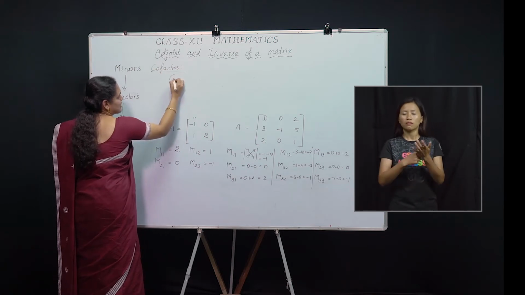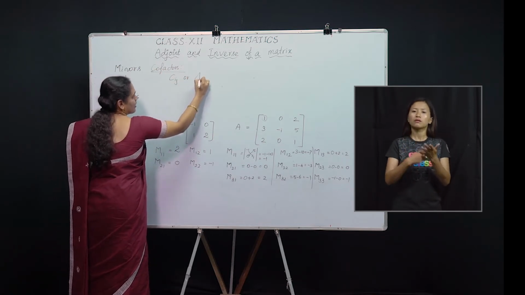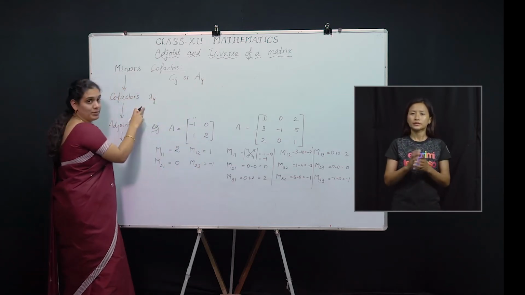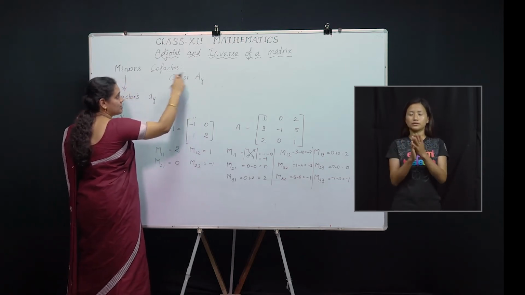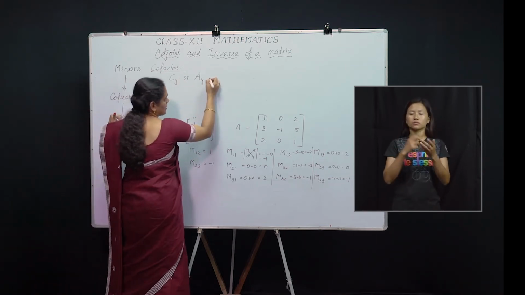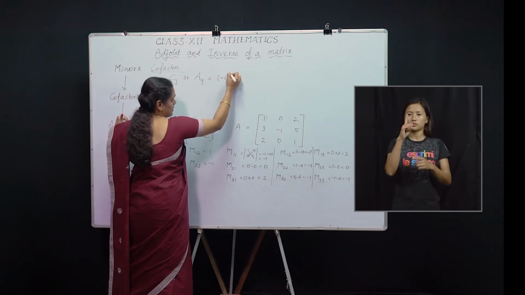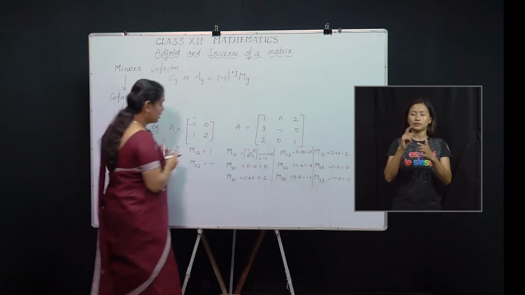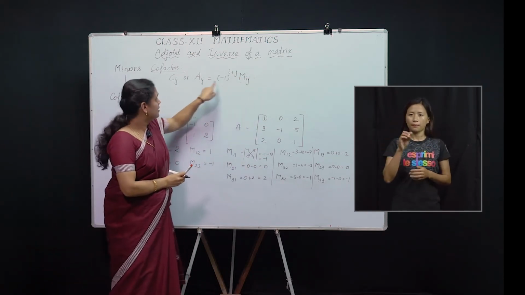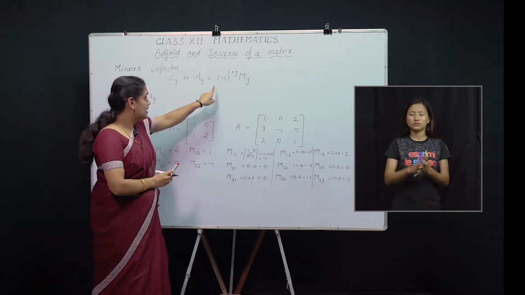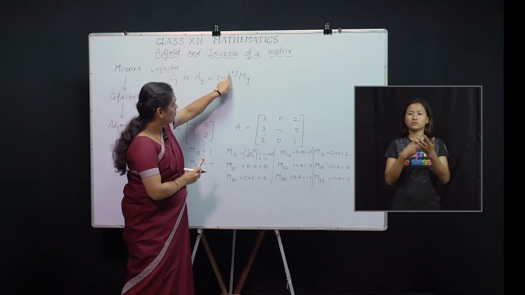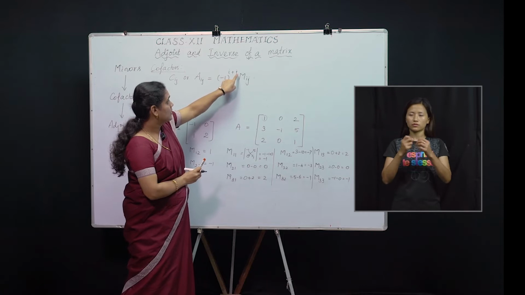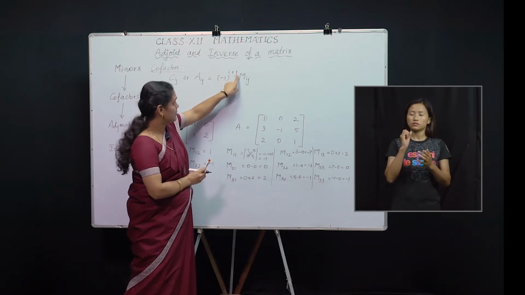Cofactors are denoted by Cij or capital Aij. If you put small aij, that represents the element of the matrix, but if you put the capital letter, that represents the cofactor, which is equal to (-1) to the power i plus j times Mij. If you know the minors, then you can easily find the cofactors. See, (-1) raised to the power i plus j: i is the number of the row in which the element is present, and j represents the column number in which the element is present.